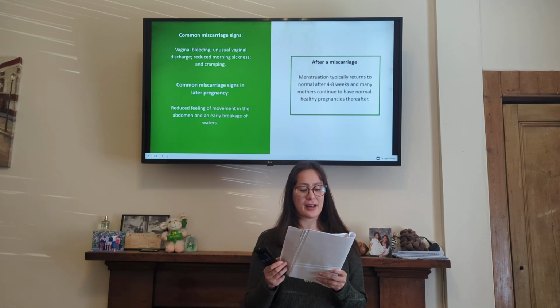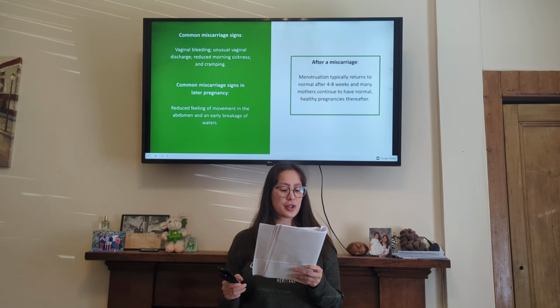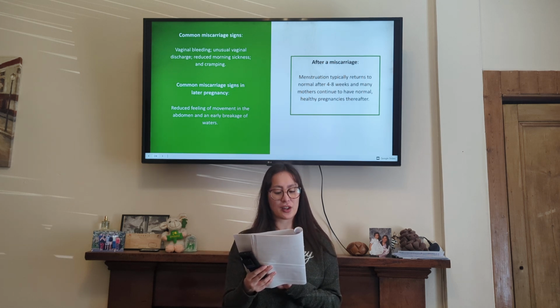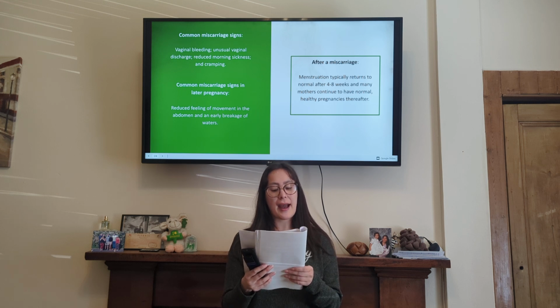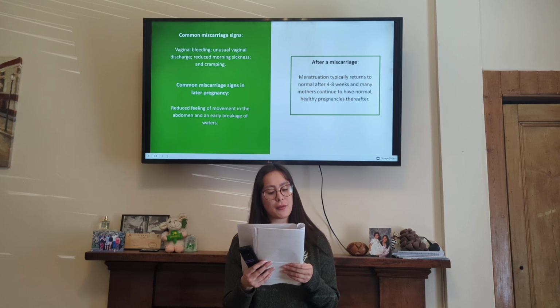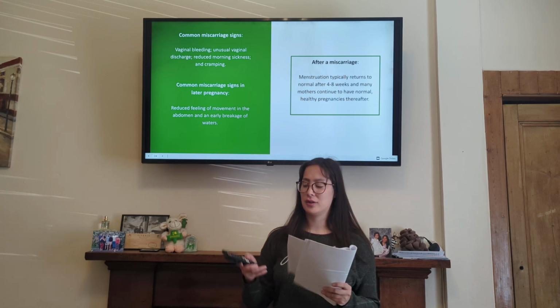Common signs of miscarriage include vaginal bleeding, unusual vaginal discharge, reduced morning sickness, and cramping. Miscarriage signs in later pregnancy can include a reduced feeling of movement in the abdomen and an early breakage of waters. After a miscarriage, menstruation typically returns to normal after 4 to 8 weeks, and many mothers continue to have normal, healthy pregnancies thereafter.